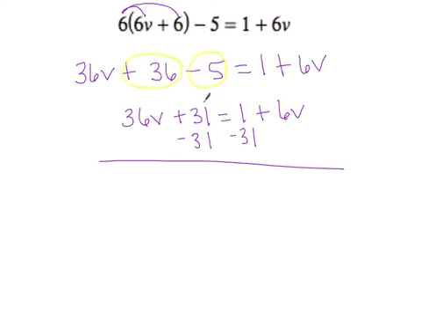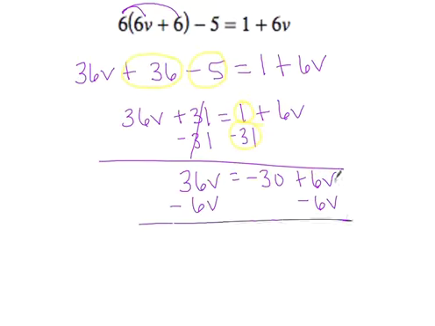When I do that, that cancels. I get 36b equals the 1 minus 31, which would give me negative 30, plus 6b, because I can see that the 1 and the negative 31 are like terms. I'm still not done trying to get all my variables to one side and all my constants to the other, because I need to move this 6b. So I'm going to subtract 6b from the other side and move it.